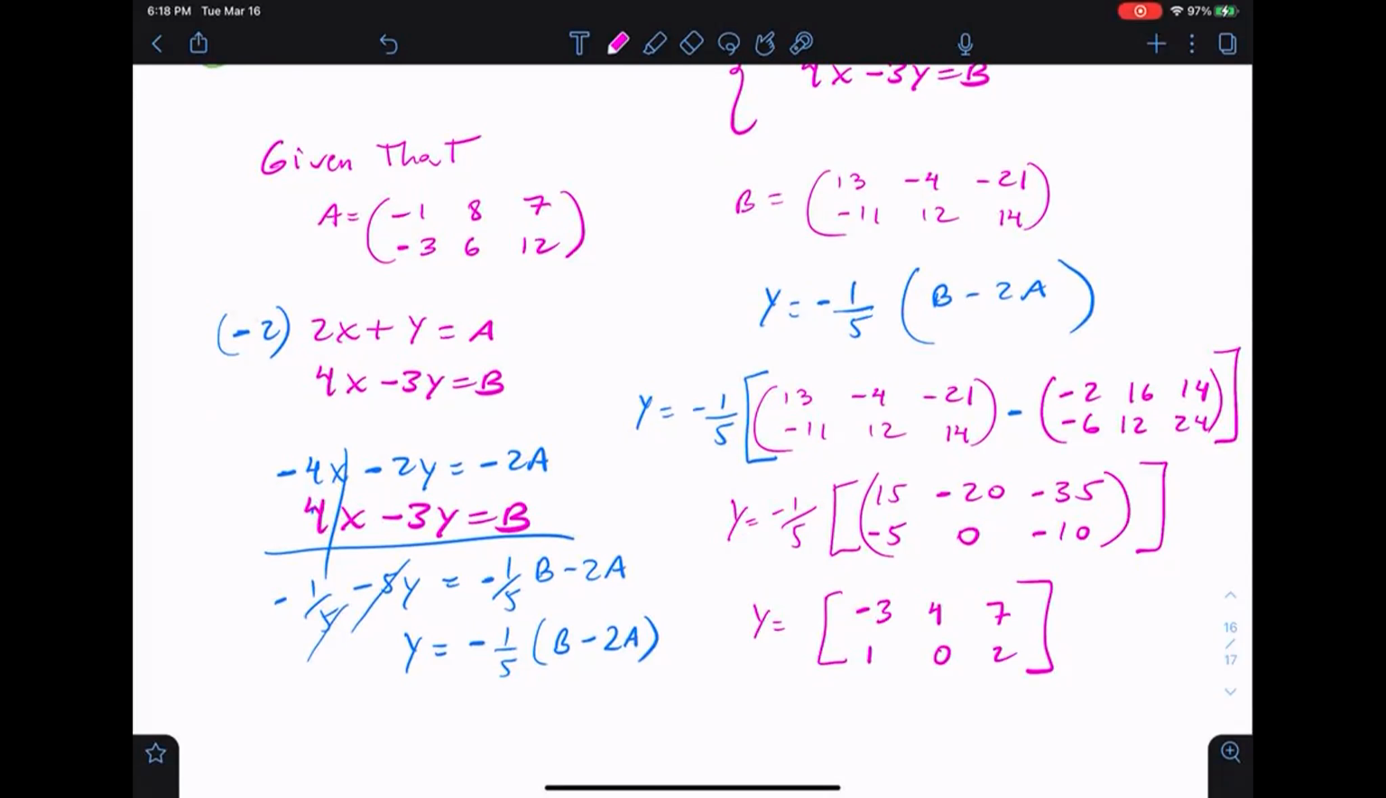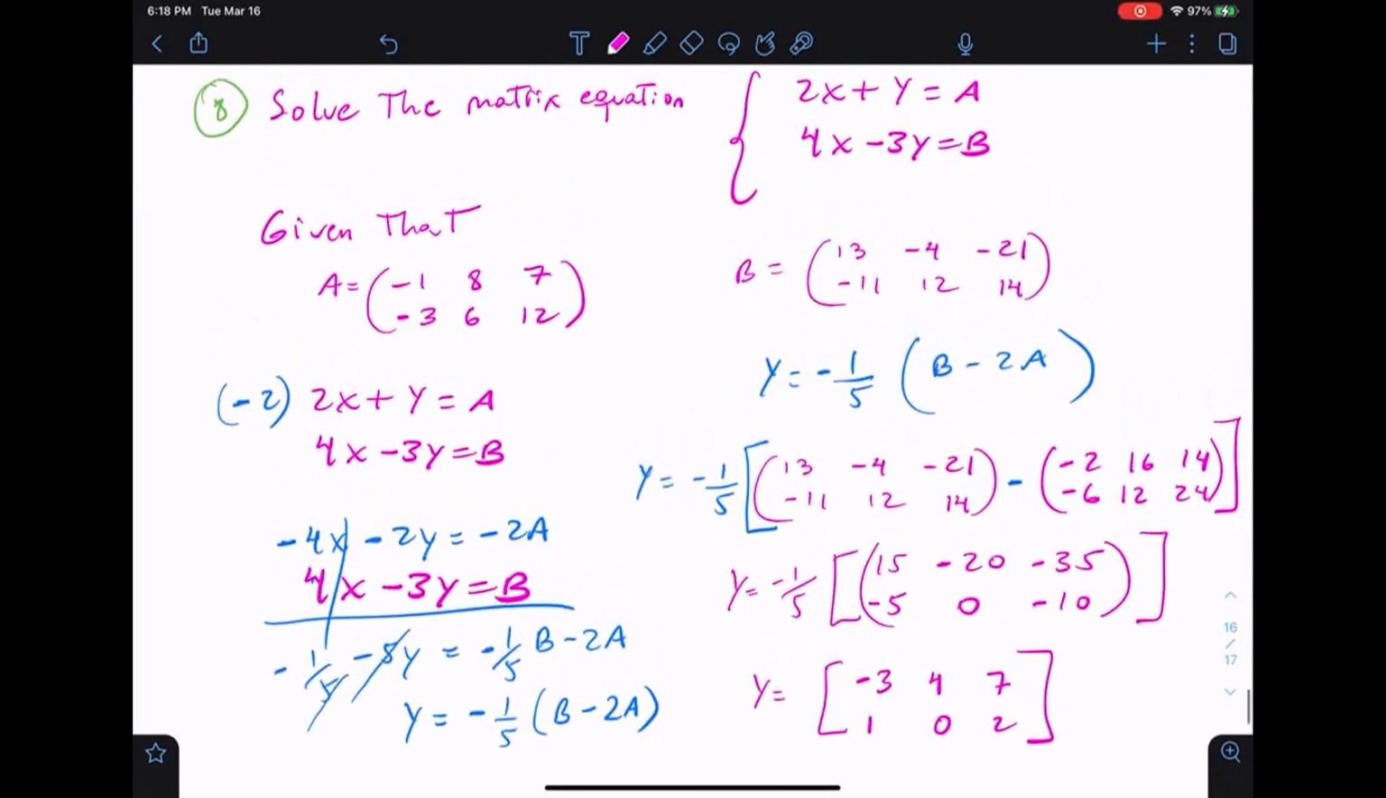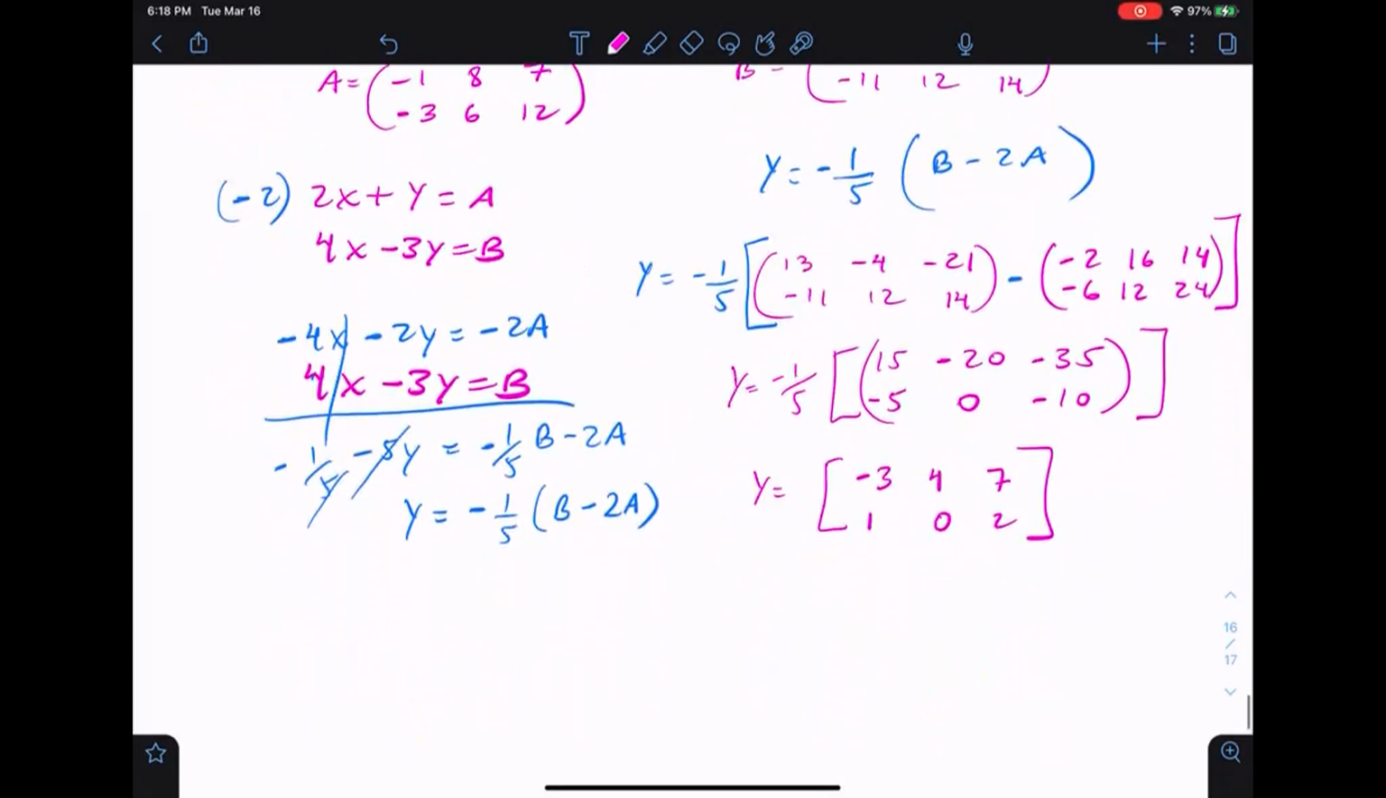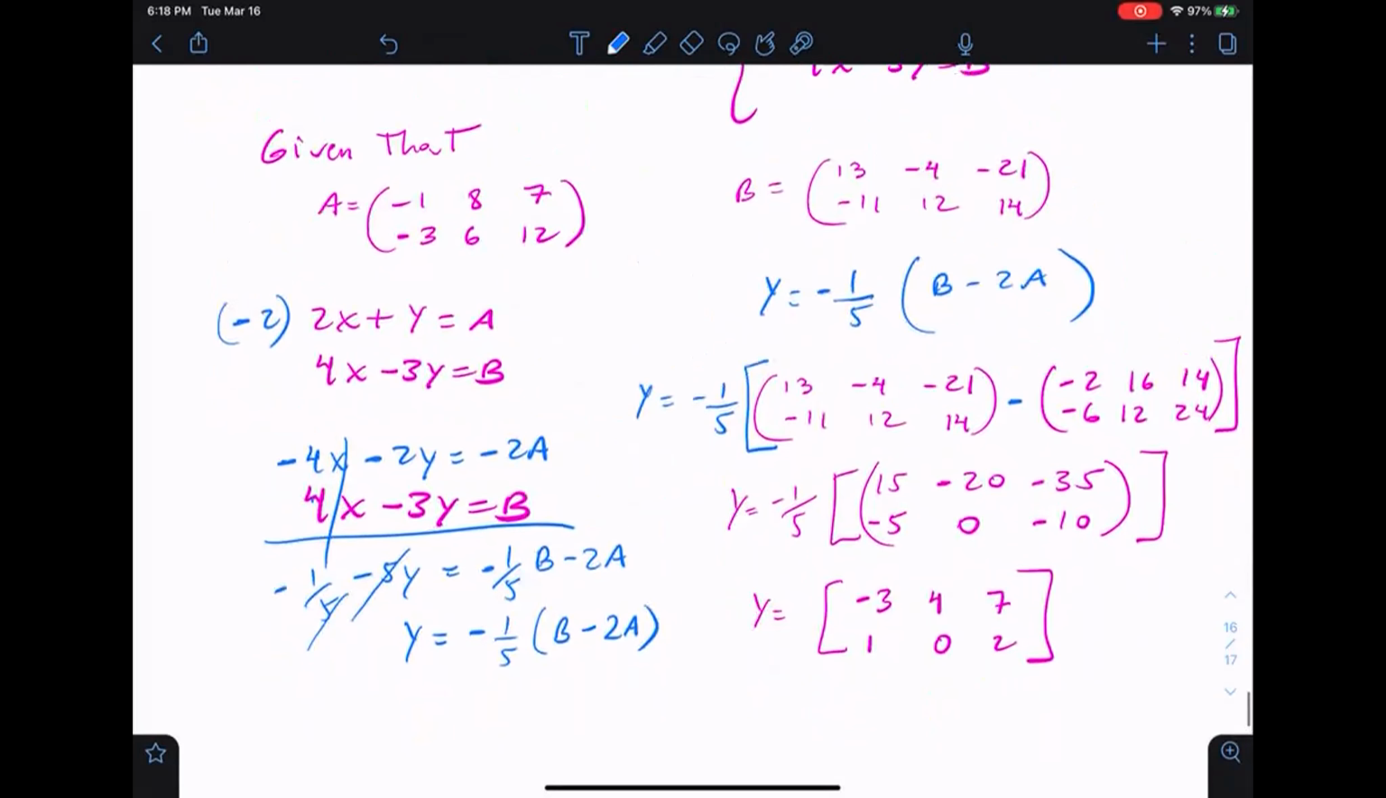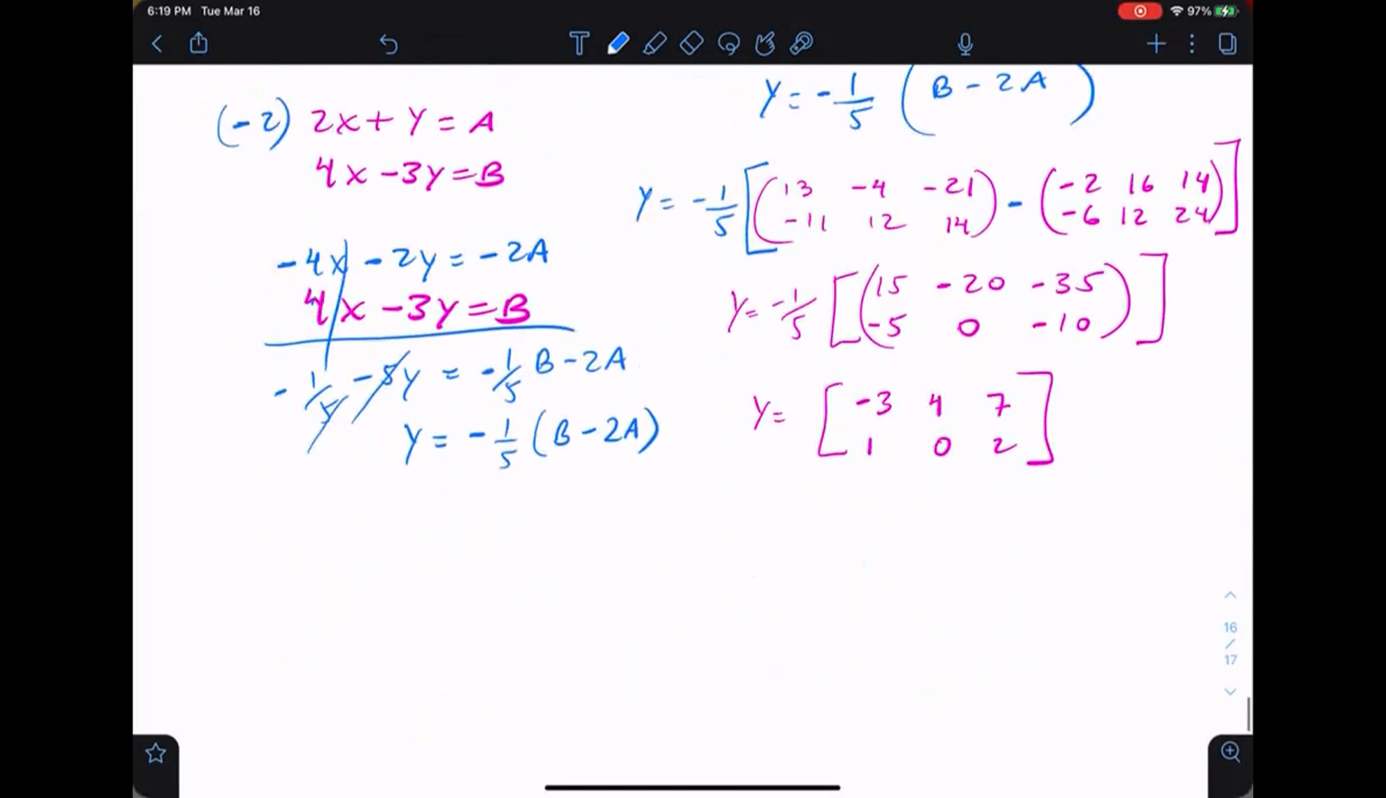Now I need to find x because I'm not done yet. So let's find x. I'm going to plug it in anywhere, it doesn't matter. I think it looks simpler in the first equation. So 2x plus y equals a. That means 2x equals a minus y, right? And then we can multiply that by 1/2. So 1/2 times a minus y will give me my solution for x.